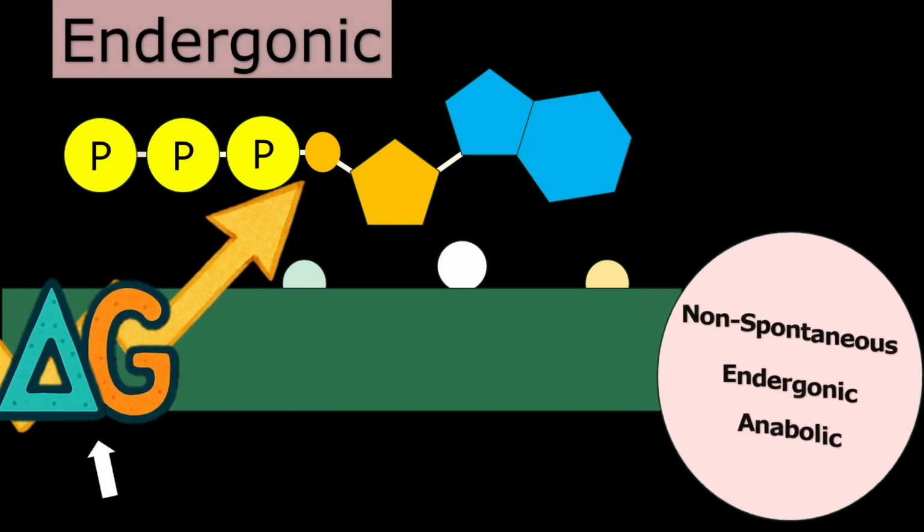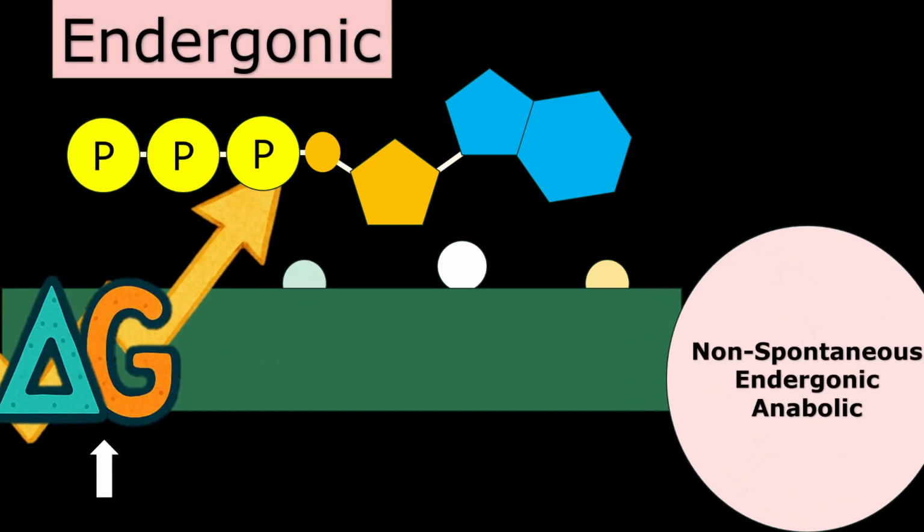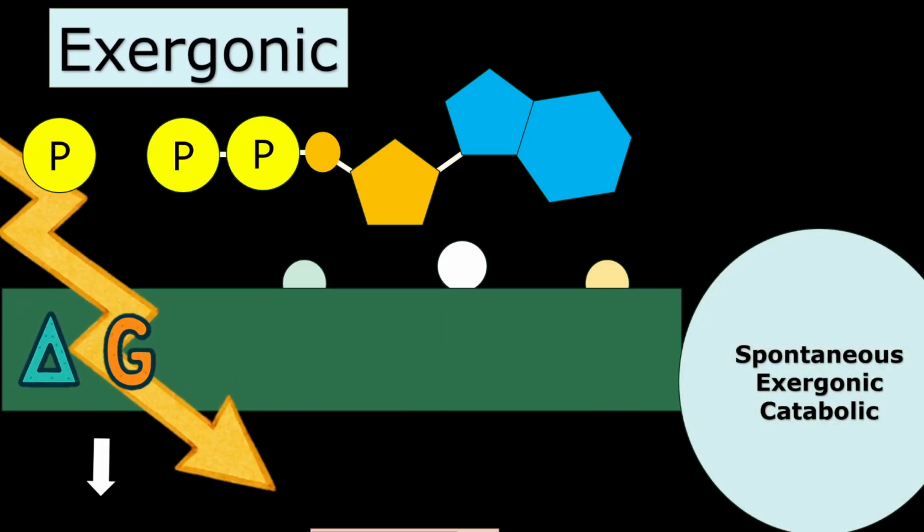Reactions fall into two camps. When delta G is positive, the reaction is endergonic. En means entering, and erg means work. The same erg you know from the word energy. So endergonic literally means entering work. Energy is required, and the reaction is non-spontaneous. It won't happen without that energy.